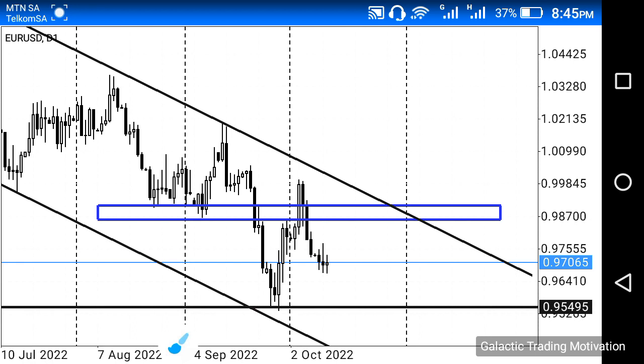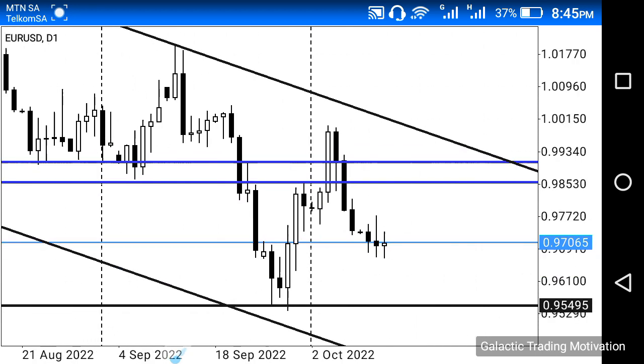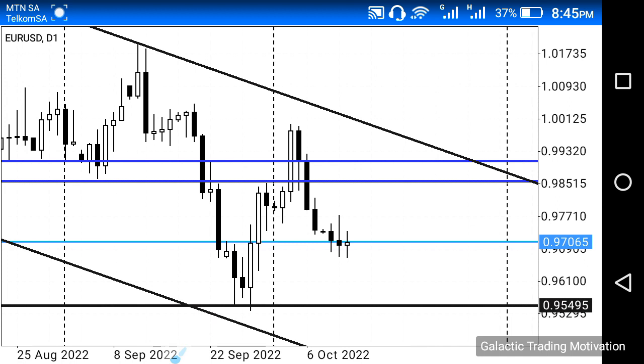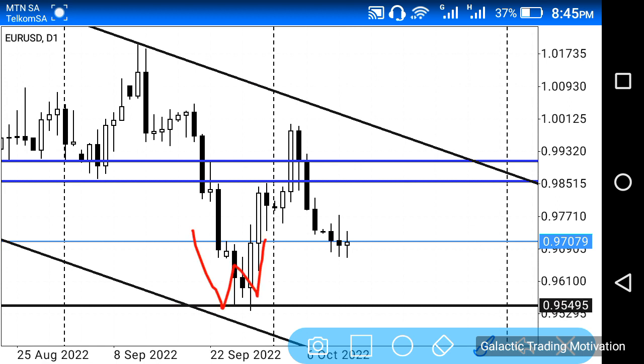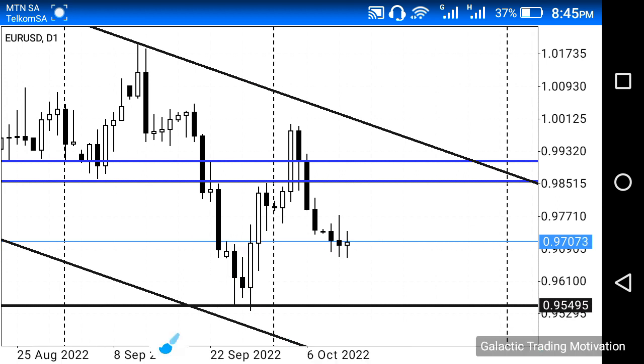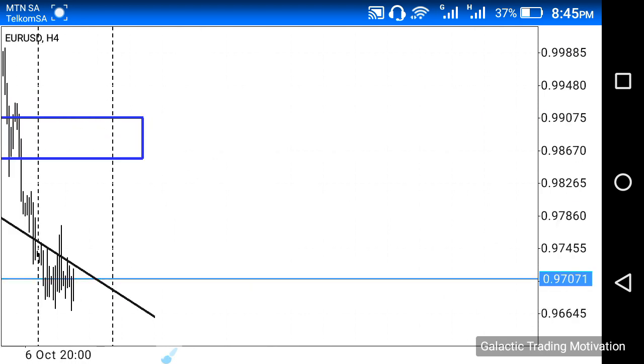So let's proceed. What I'm gonna do from here is head down to the H4 chart, and the reason why I say so is because I would love us to have a look at this W structure, and as I said, it is better visible on the H4 chart than on the daily chart. So let's do that. H4 chart, here we go.